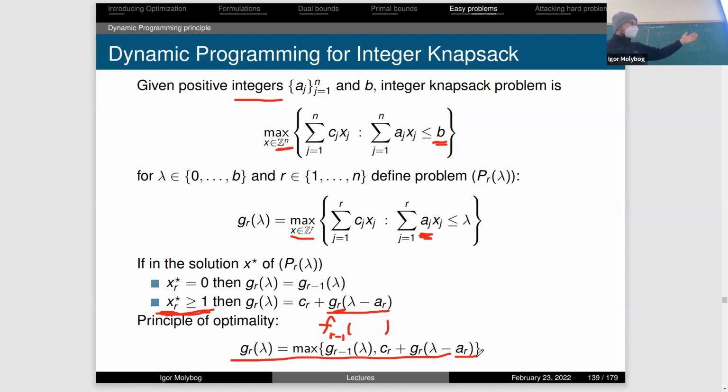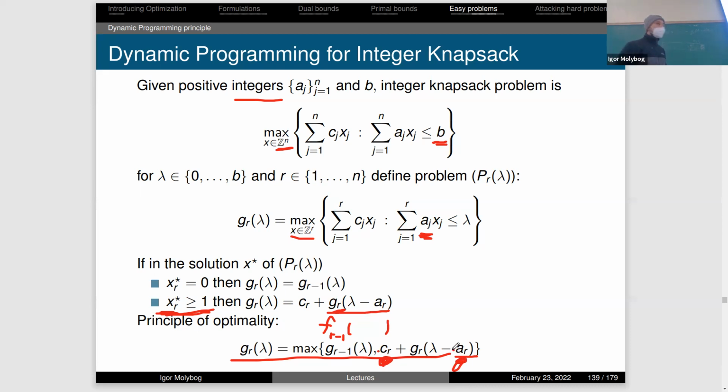But eventually this principle of optimality is simpler and easier to prove, just because instead of getting rid of the entire thing, you're just getting rid of a smaller part. This corresponds to a single item of the last type. So here we are only getting rid of a single item of the last type, and it's captured by the fact that the coefficient in front of this is one.